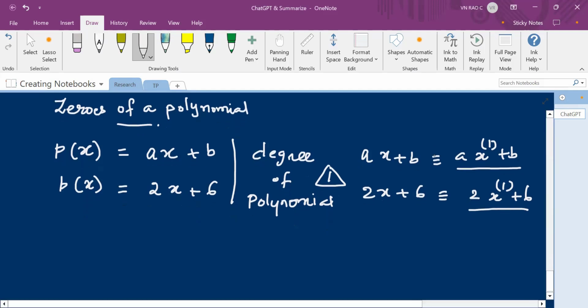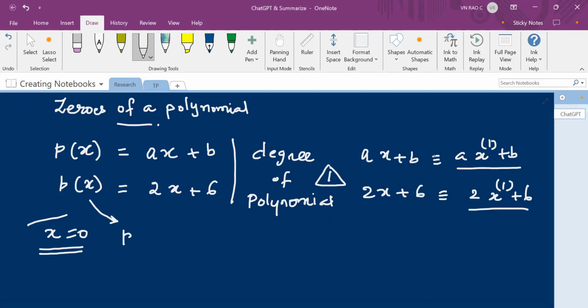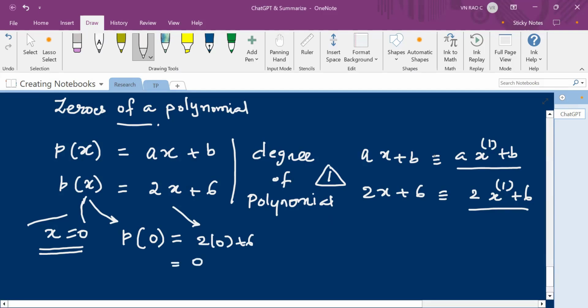Now, to find the zero, what is it we need to do? Let me take x is equal to 0, assuming this is a zero of the polynomial. Instead of p of x, in place of x I am substituting 0. So this becomes 2 into 0 plus 6. What is 2 into 0? It is 0, plus 6, the answer is 6.